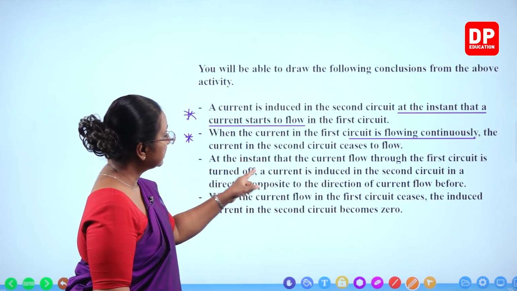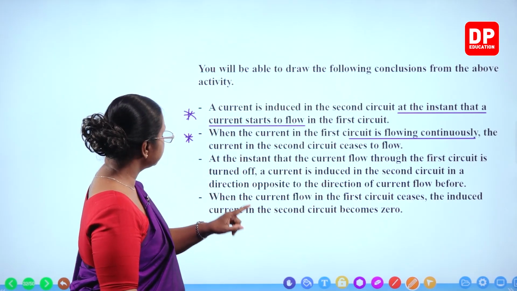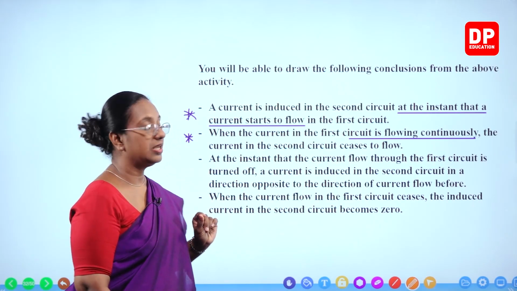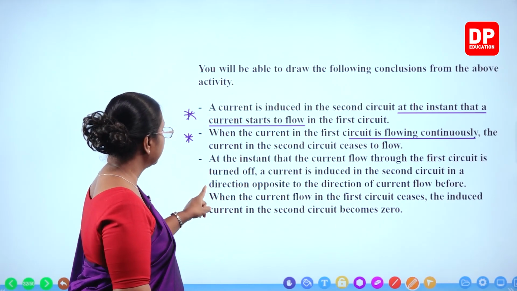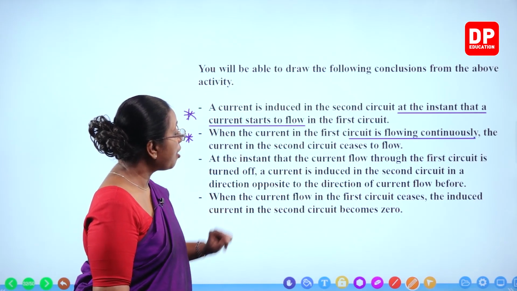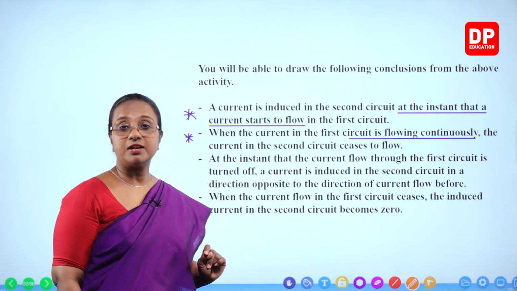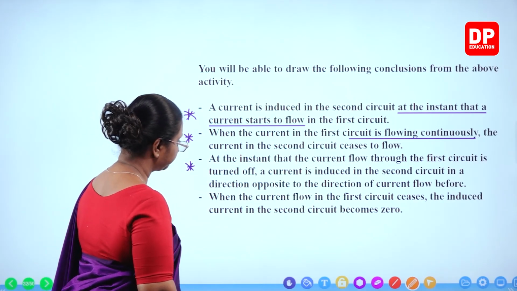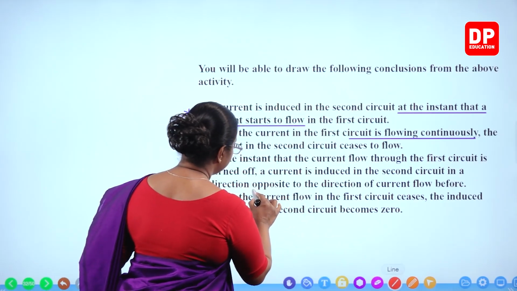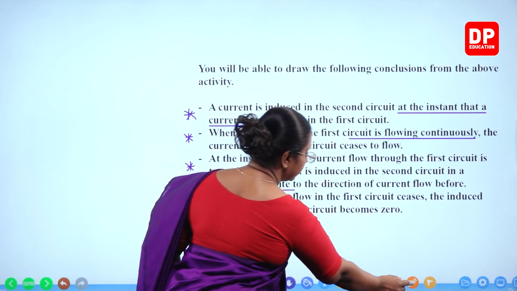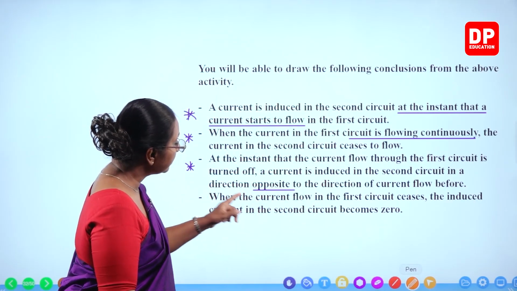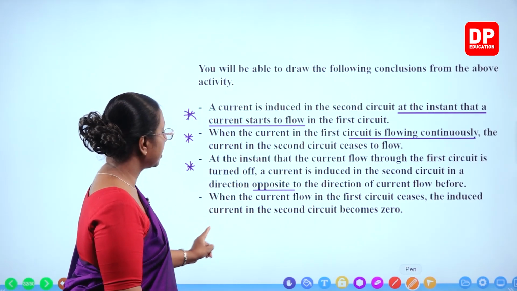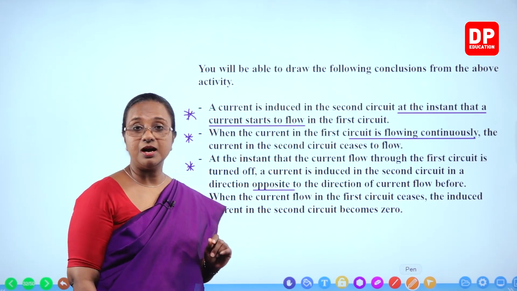At the instant that the current flow through the first circuit is turned off, a current is induced in the second circuit in the direction opposite to the direction of current flow before. So that is also what we understood. Here the current flows in the opposite direction. And when the current flow in the first circuit ceases, the induced current in the second circuit becomes 0.